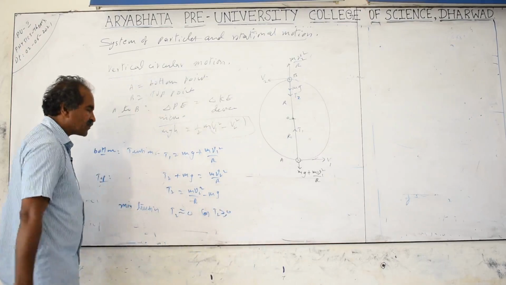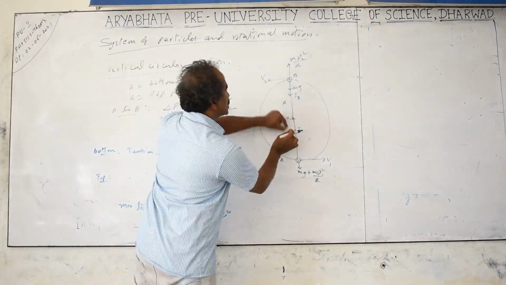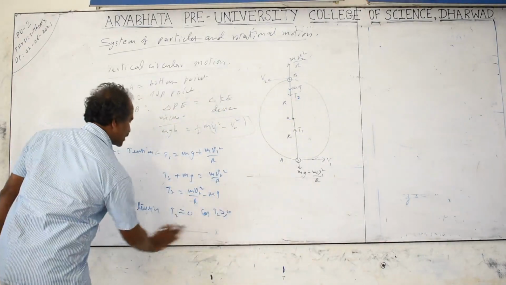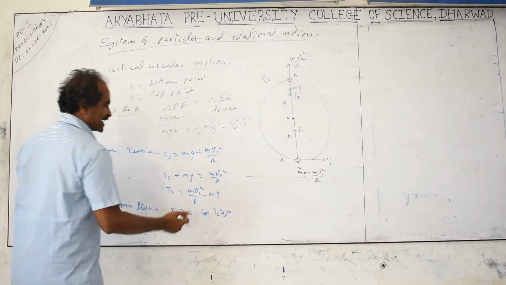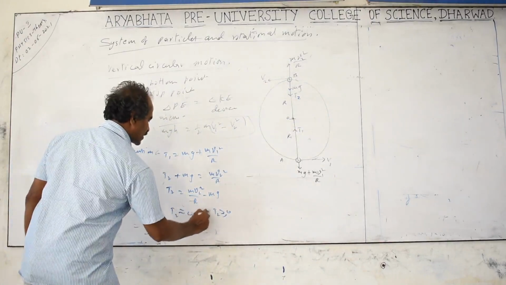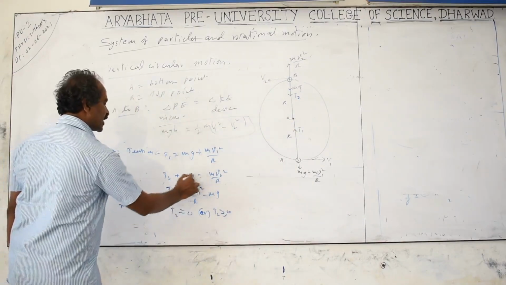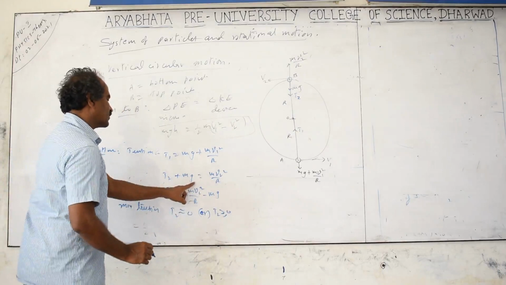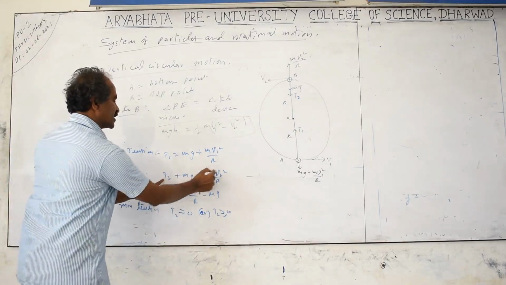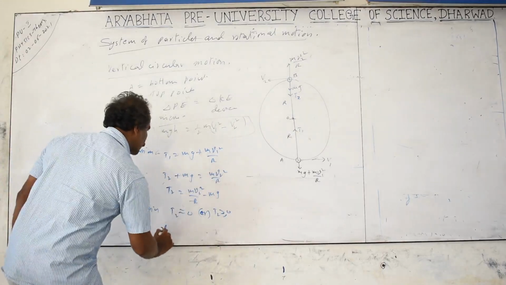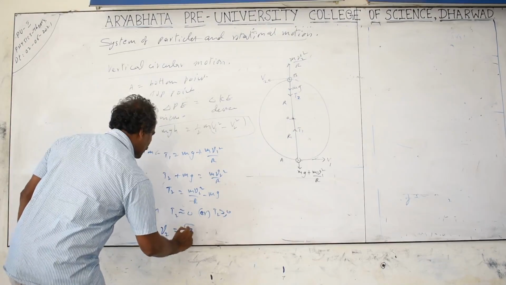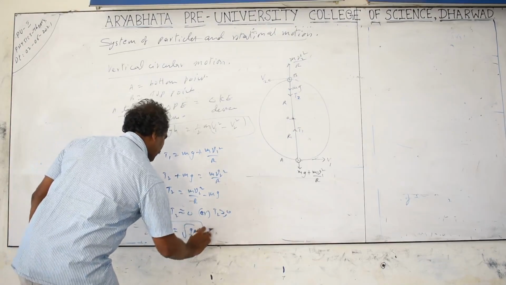Tension is required, which means centripetal force is required. If there is no tension, the string is loose and the stone will fall down. So the tension should be greater than 0, and the minimum condition we take is T2 equal to 0. If you make T2 equal to 0, you get mg equal to mv squared by r, and m cancels. So v2 minimum equals root of gr. This is the velocity required at the topmost point.